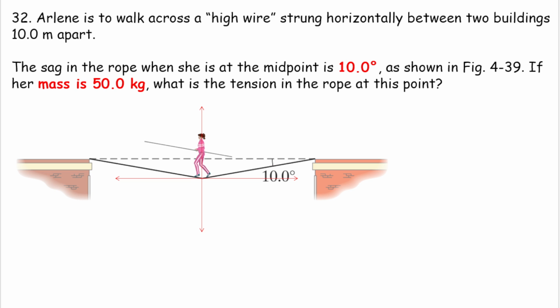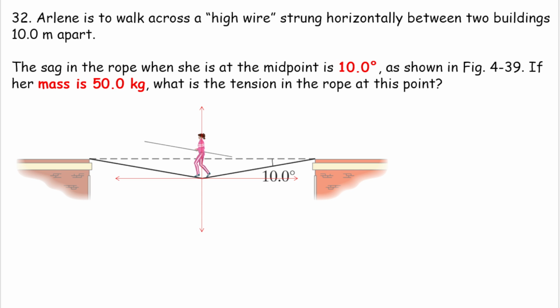Arlene is to walk across a high wire strung horizontally between two buildings 10 meters apart. The sag in the rope when she is at the midpoint is 10 degrees, as shown in figure 439. If her mass is 50 kilograms, what is the tension in the rope at this point?